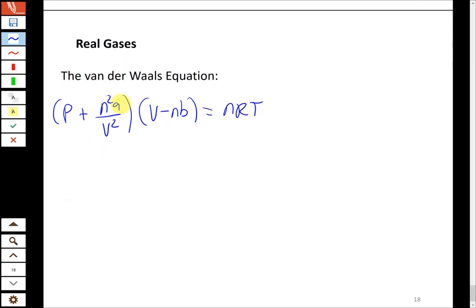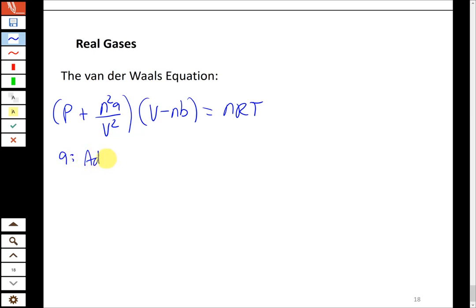Now that said, even though this wasn't derived from a theory, at the same time, there are meanings to these a and b terms that we have in here. So let's talk about what those are. So what a does here is it adjusts for the interparticle interaction.